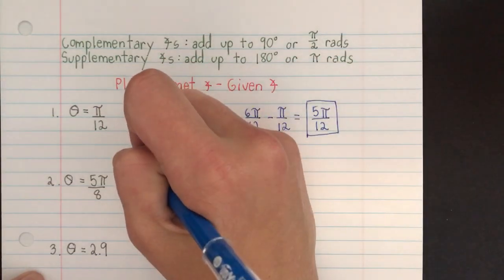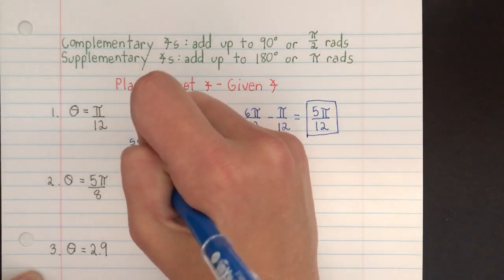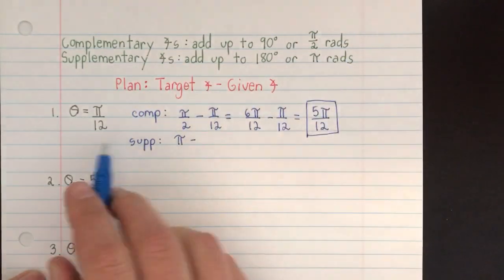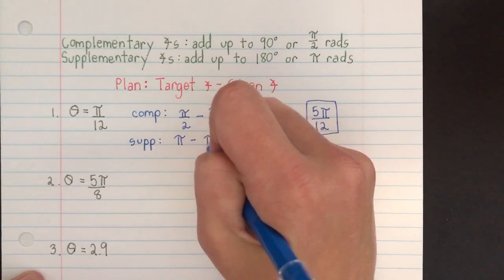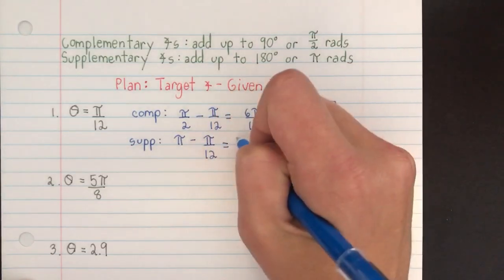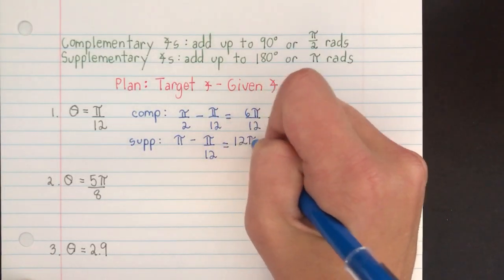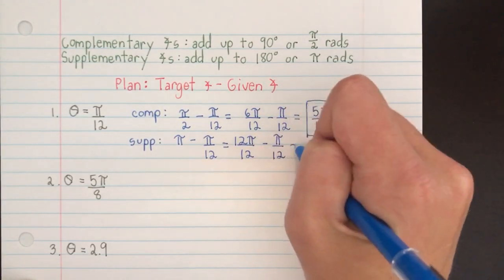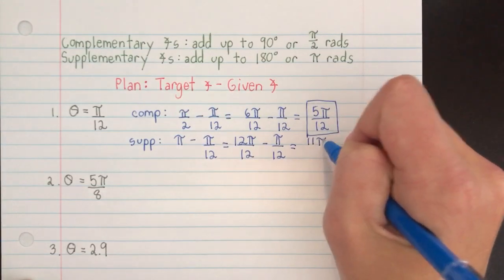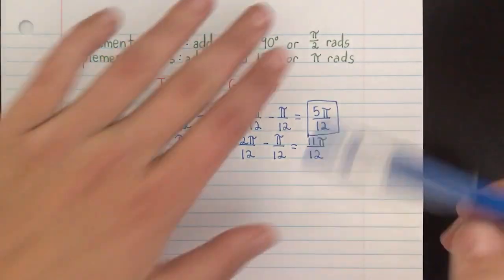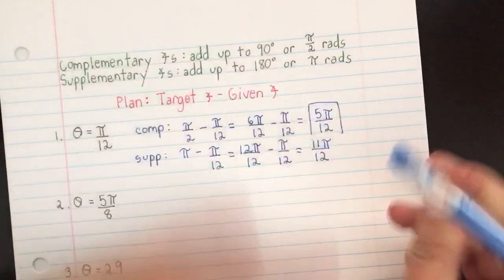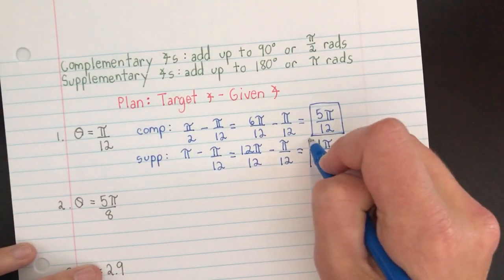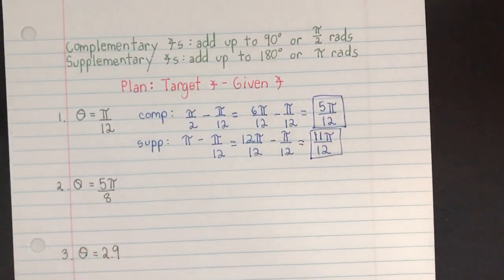Supplementary, right here, supplementary would be pi minus the given. So the given is pi over 12. So this would be 12 pi over 12 minus pi over 12, which would end up being 11 pi over 12. So 11 pi over 12 would be for supplementary.